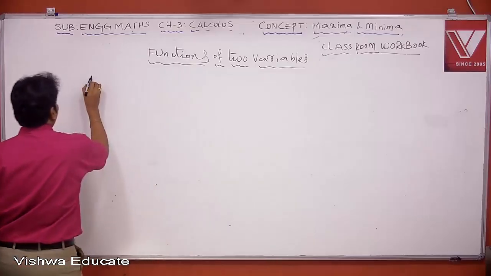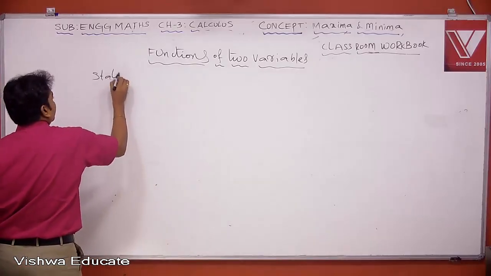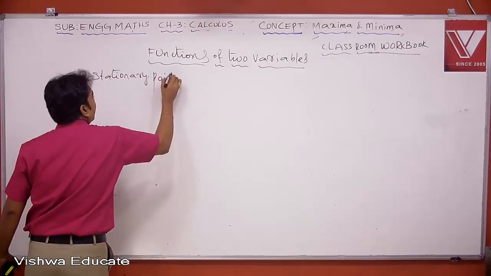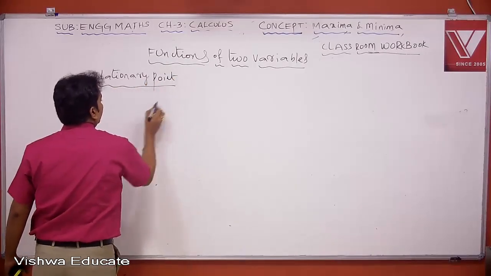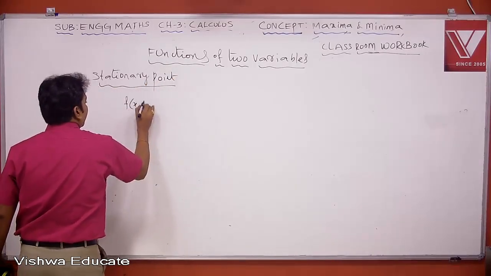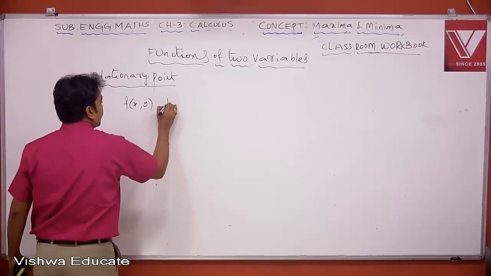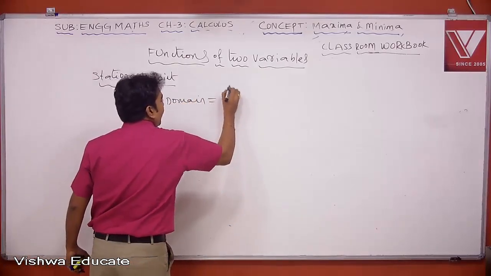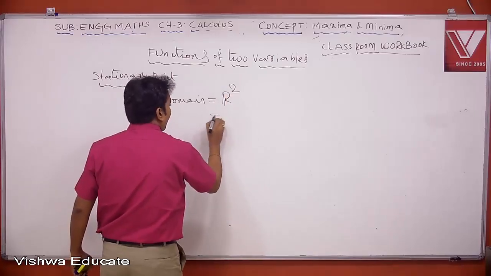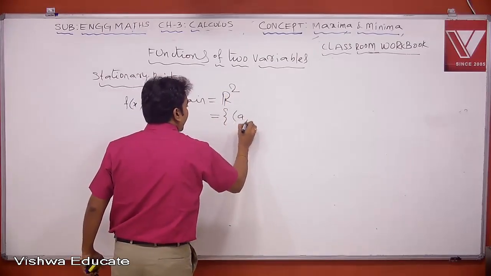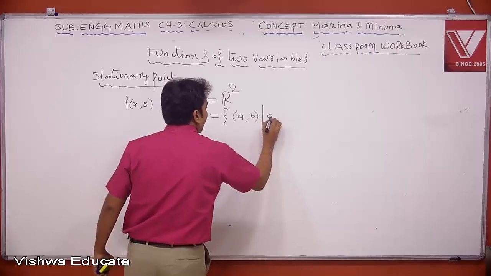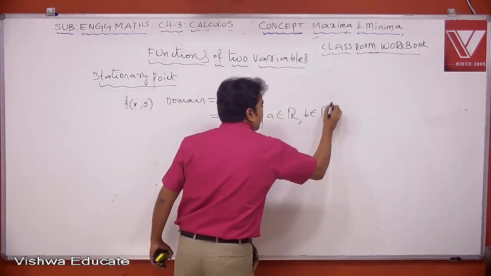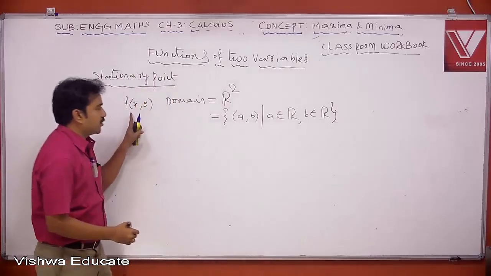Now here at first we start with the definition of stationary point. Suppose f of x comma y is a function in two variables over the domain R square. Basically R square is nothing but the set of ordered pairs a comma b such that a is a real number and b is also a real number. So this is the domain of this function.